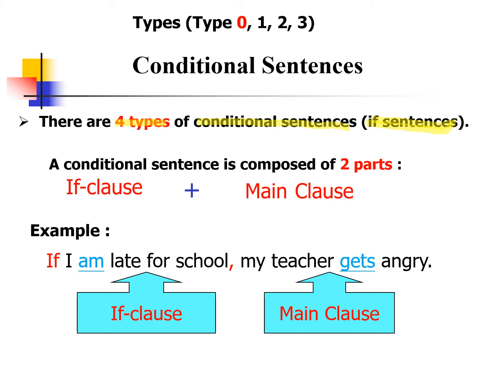Why is that? Because the conditional sentence has two parts. The first part is the if clause, and another part is the main clause. So maybe at this stage you don't know what an if clause or a main clause is, so let me explain what a clause is. A clause has a subject, a verb, and sometimes even an object. Let me show you an example and then you will know exactly what I'm talking about.